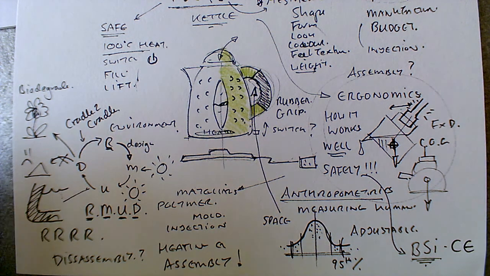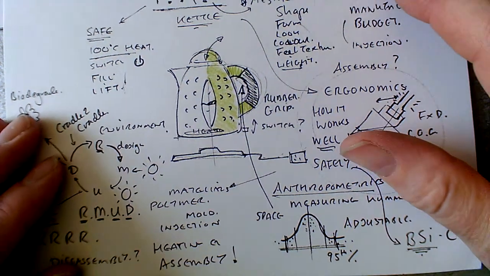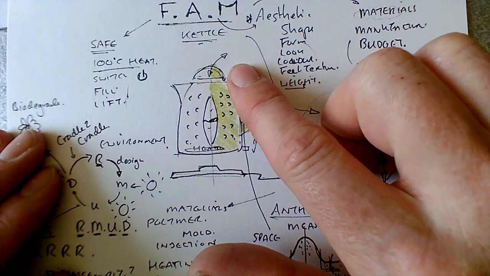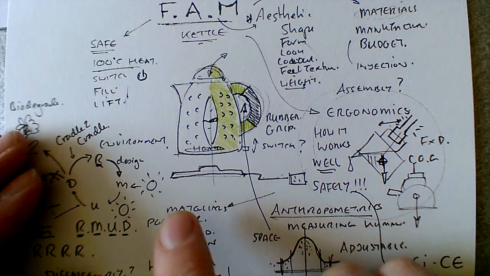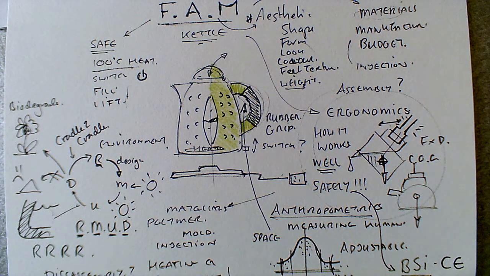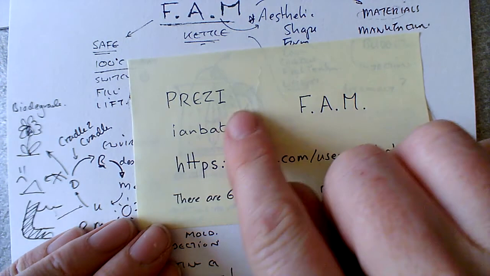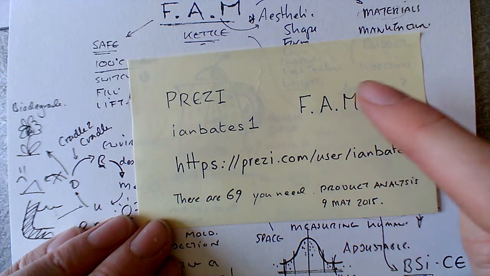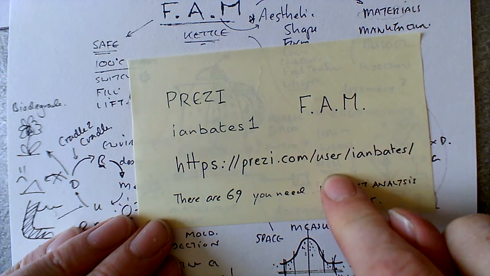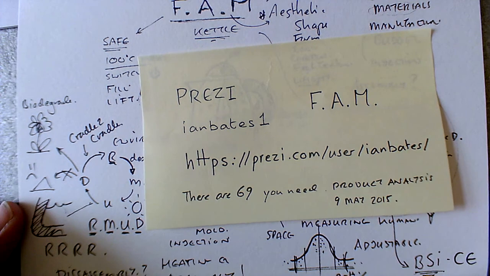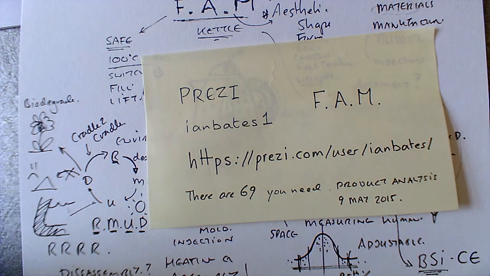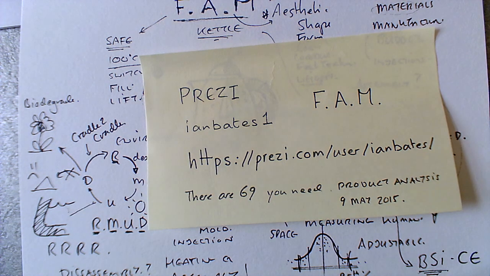But one of the first things I would like you to do, I would strongly recommend that you do, is you do a function, aesthetic and manufacture, do a FAM analysis. Definitely go and look at the Prezi for some more information. Have a look round that and see how that takes you through the function, aesthetic and manufacturing process. And I hope that sort of gets you started with your revision. And do well in the exam.